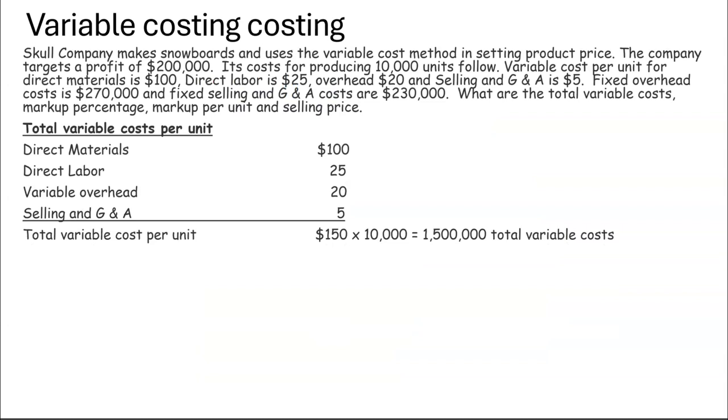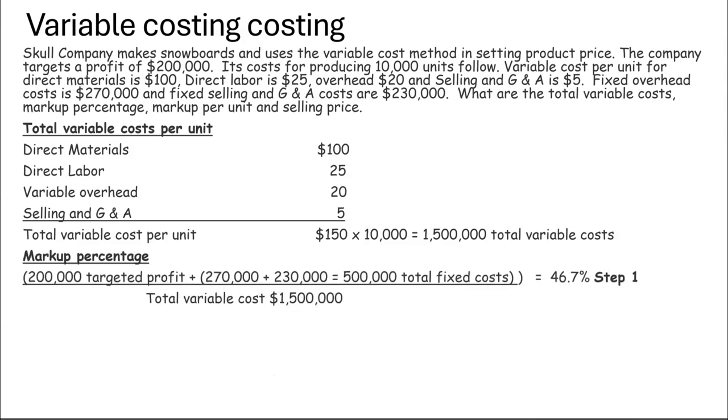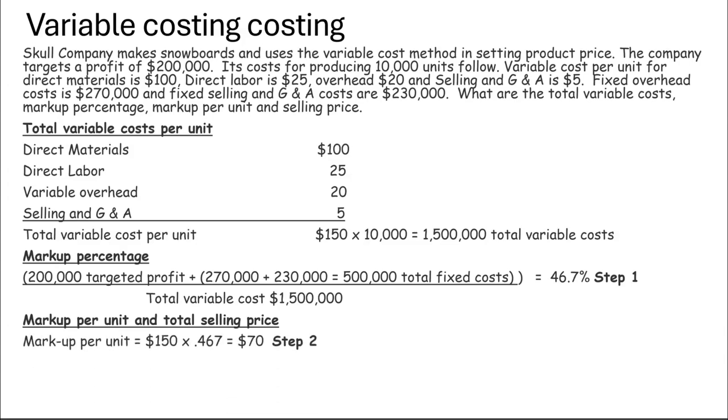So first, we're going to take our total variable cost times the number of units, and that tells us that our total variable costs are $1,005,000. Now, we're going to take our targeted profit of $200,000. It tells you up there in this example. Plus, we want to cover our fixed costs. And that gives us a markup of 46.7%. Now, what's our markup? It's going to be $70 because we take 150 times 0.467, which gives us $70. And now we have our total selling price of $220.